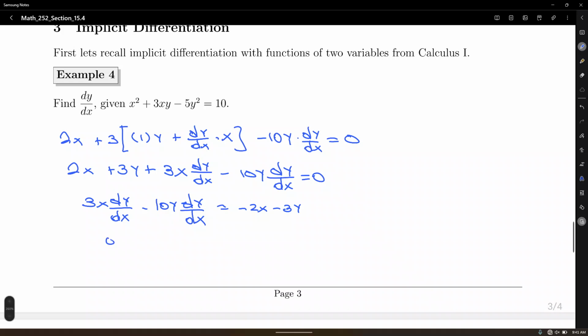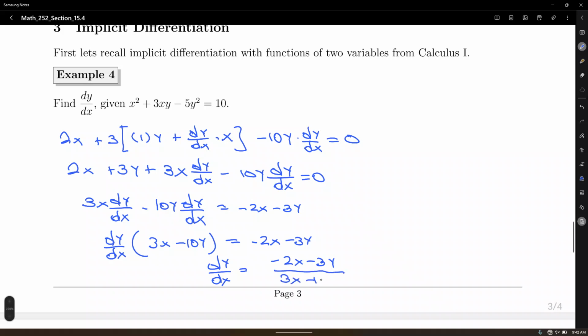That is dy/dx times (3x minus 10y) equals negative 2x minus 3y. Okay? So, solving for dy/dx, that is negative 2x minus 3y divided by 3x minus 10y.